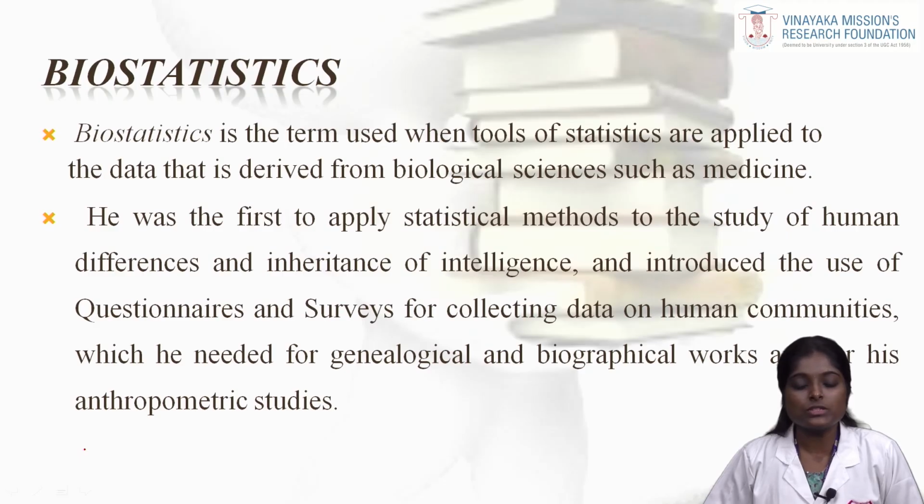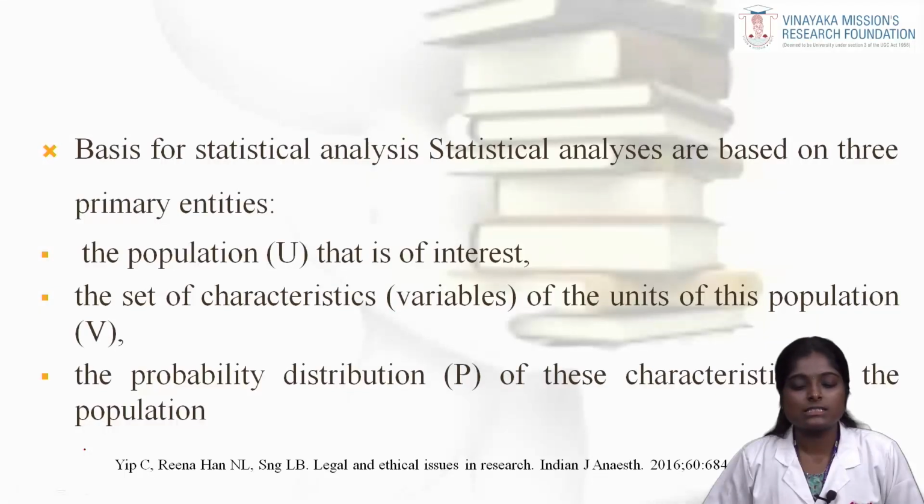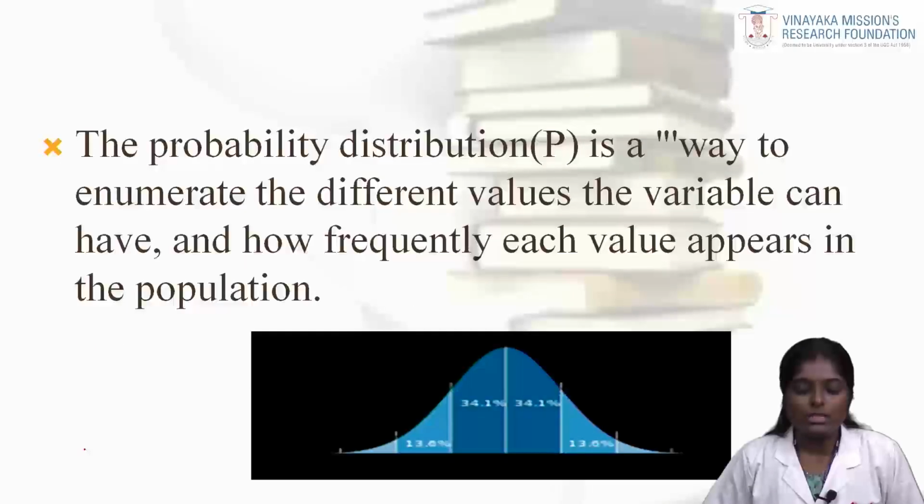such as medicine. And he was the first to apply statistical methods to study human differences and the inheritance of intelligence, and introduced the use of questionnaires and surveys for collecting data. The basis for statistical analysis rests on three primary entities: population, variable and probability distribution. Probability distribution is a way to enumerate the different values the variable can have and how frequently each value appears in a population. It is nothing but the probability of finding a certain variable through a population.